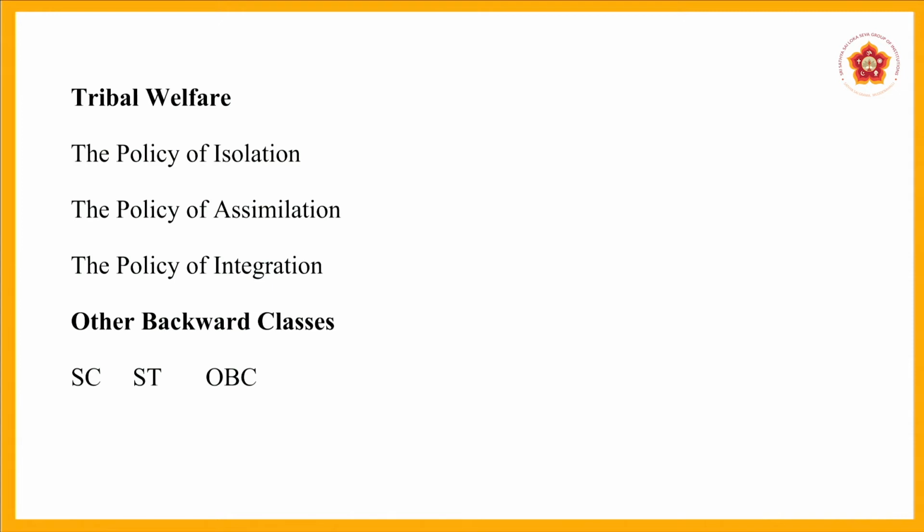Then we talked about other backward classes, which comprised three sections: SC, that is scheduled caste, scheduled tribe, and the third part was OBC, which is other backward classes. This basically was a class which was neither listed in scheduled caste, nor in scheduled tribe. So, those who were left out were taken into this third group, other backward classes.